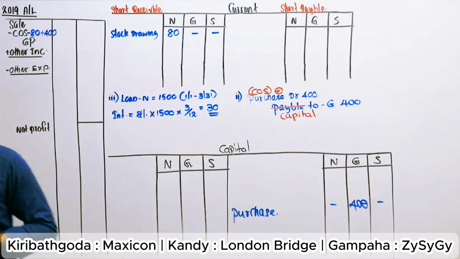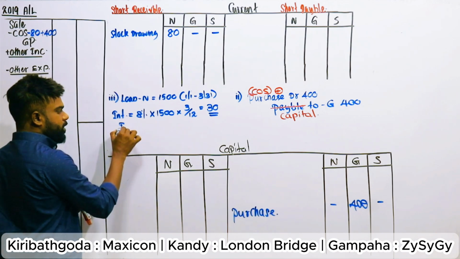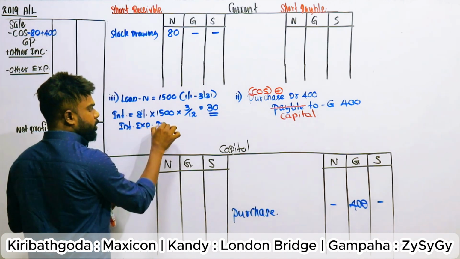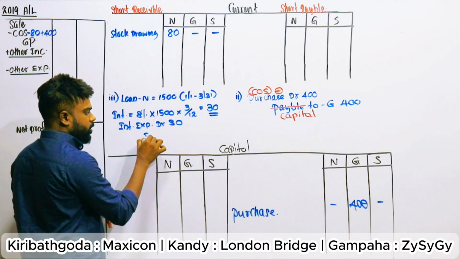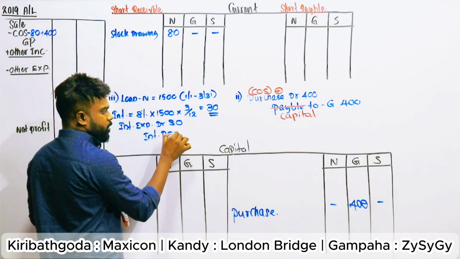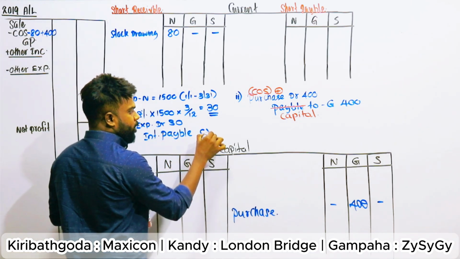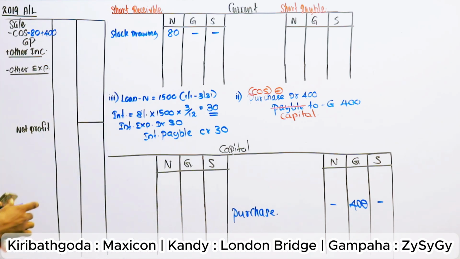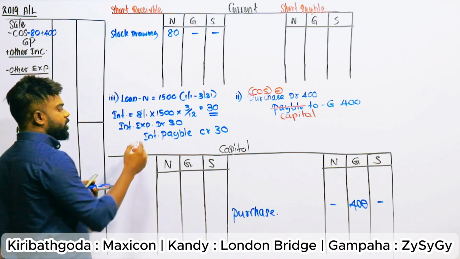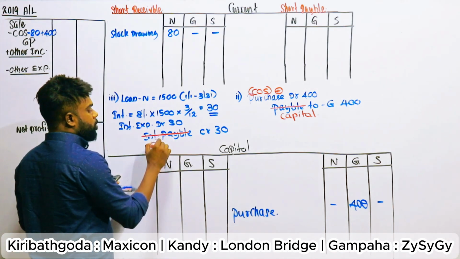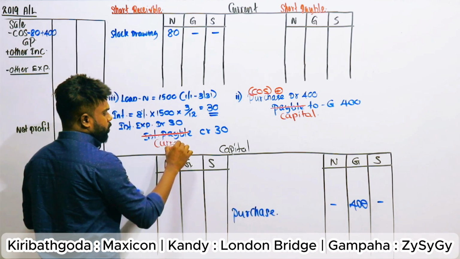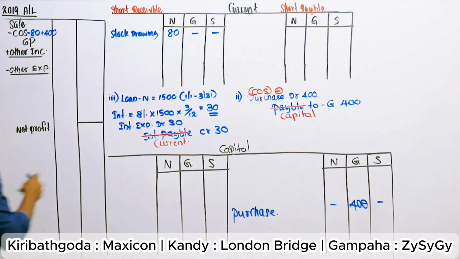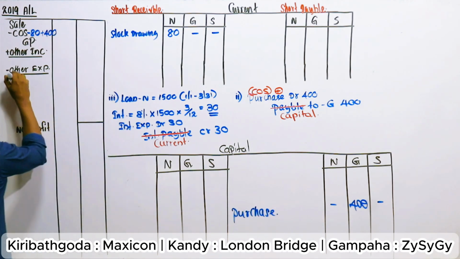Yeah, 30,000. Therefore, how to record this one? Interest is definitely an expense. Interest expense debit 30,000, interest payable credit 30,000. Therefore, the interest payable is credited to which account? It should be credited to current account. Current account. Clear?